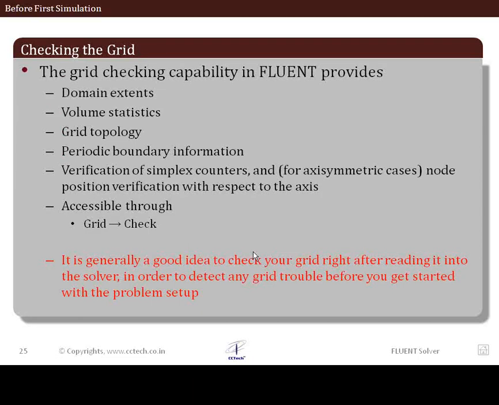So we check the mesh whether there is any negative volume. This is an important feature we often check ourselves for. So we check whether there is any problem with inverted elements, if the skewness is too high or if it's bad. And we also see some of the features like the domain extent, the grid topology, the number of faces, number of cells in different zones. So this can be done through grid checking. It's usually a very good idea to do this before we start the problem setup.